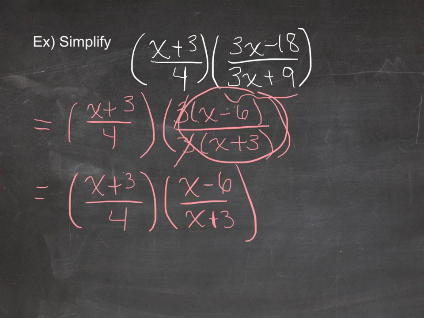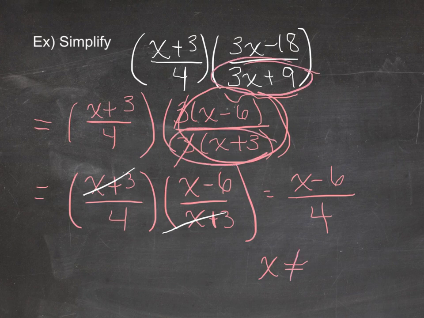So now I'm looking to see if I can cross cancel anything in common because I have a fraction times a fraction. So I see that I have in common an x plus 3 and an x plus 3. So these would cancel each other out. So there I'm just left with x minus 6 over 4. Okay, and then I should go back and state my non-permissible values. So this is true so long as x is not equal to, going back to my original, or where I factored it out there, x is not equal to -3. Okay, and last example.